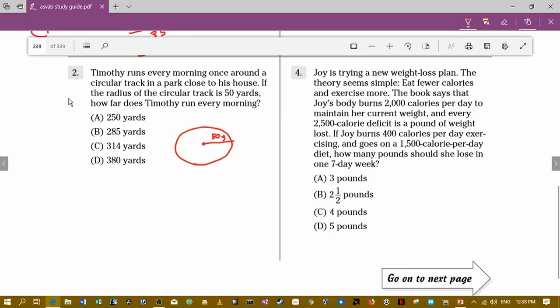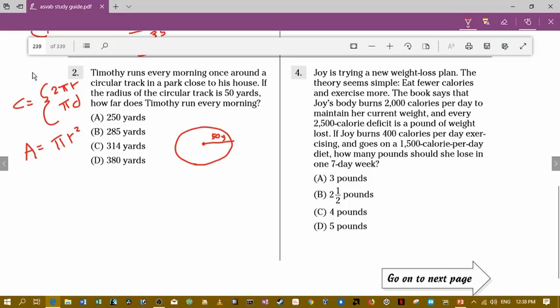So as far as circles go on the ASVAB, you need to know two formulas. You need to know the circumference formula, and there's two of these formulas: 2 pi r, that is 2 times pi times the radius, or simply pi times diameter. These are equivalent. And you need to know the area formula, which is pi r squared.